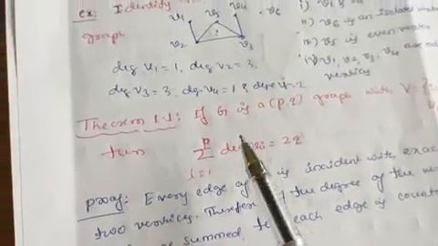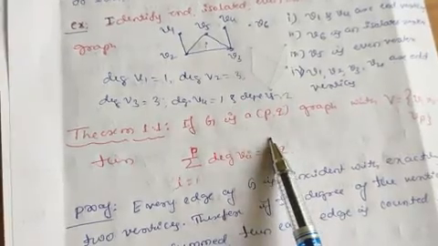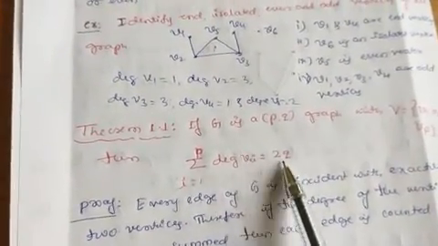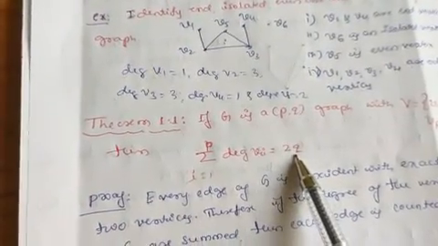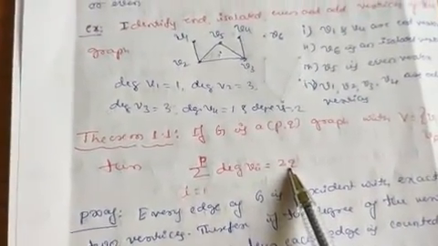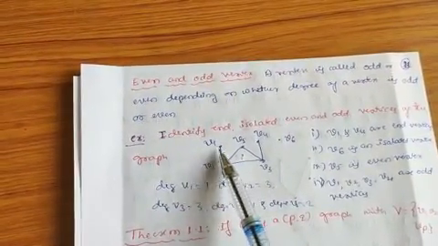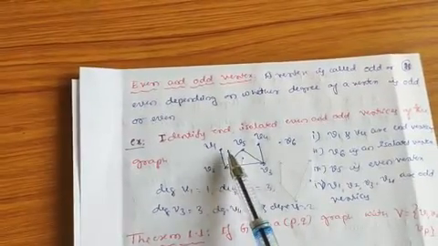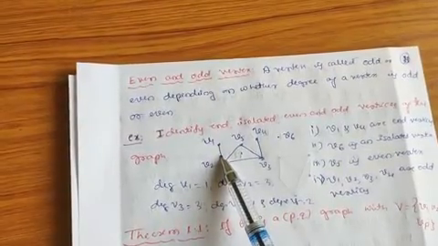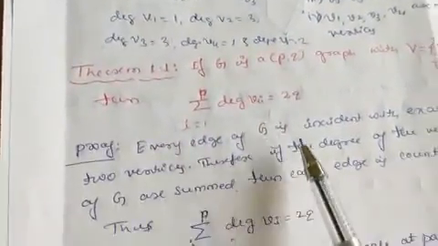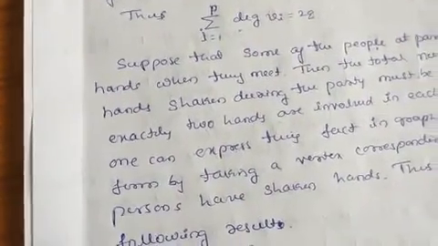So suppose it is a (P, Q) graph, then the sum of all the degrees of this graph is equal to 2 times the number of edges, because we are counting each edge 2 times. Suppose here we are going to count this edge 2 times, because it is incident here and also here. Degree of V1 is 1, degree of V2 is 2. So this edge we are counting 2 times, therefore it is 2 times the number of edges. So this is the proof.